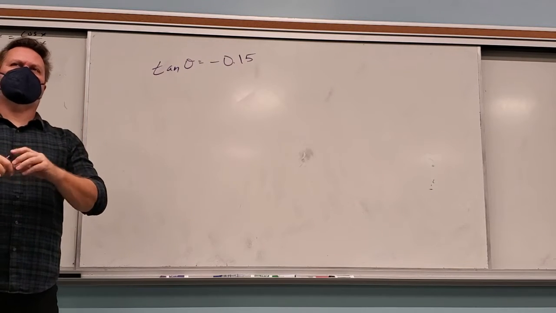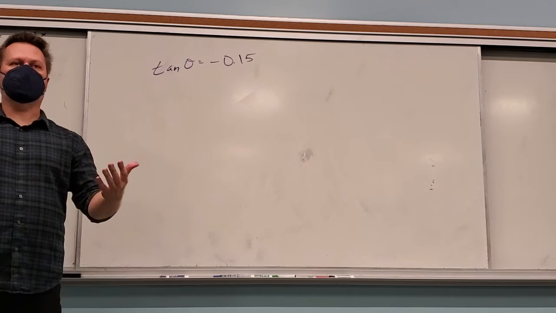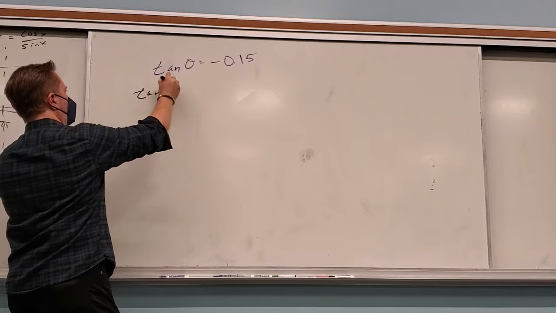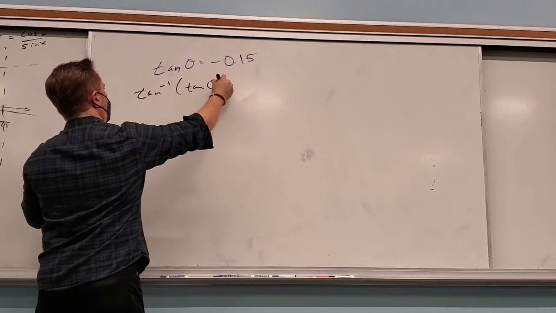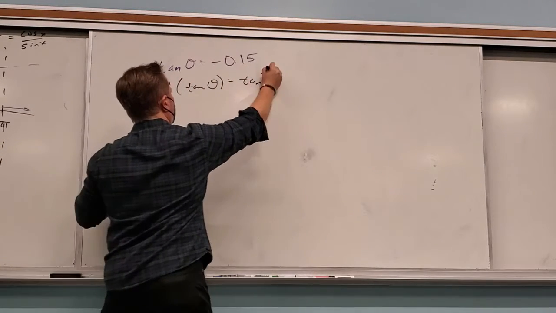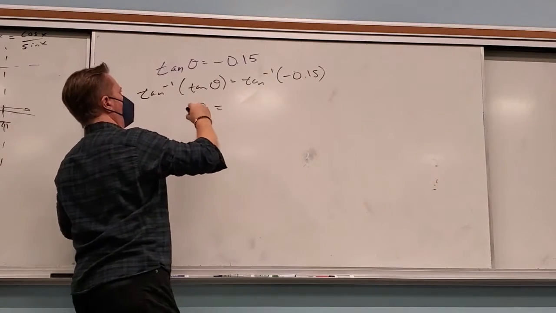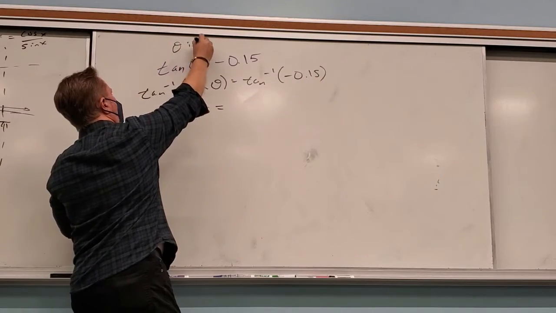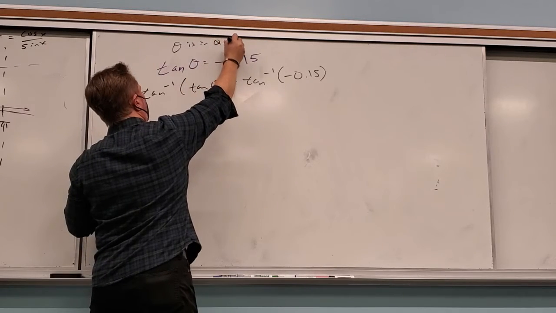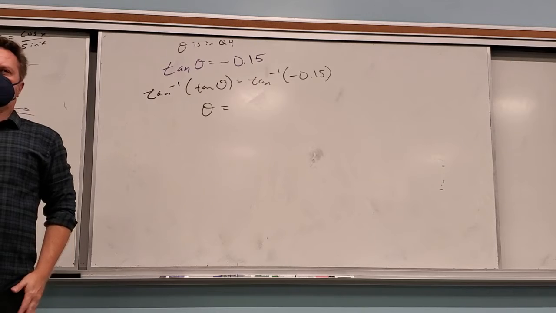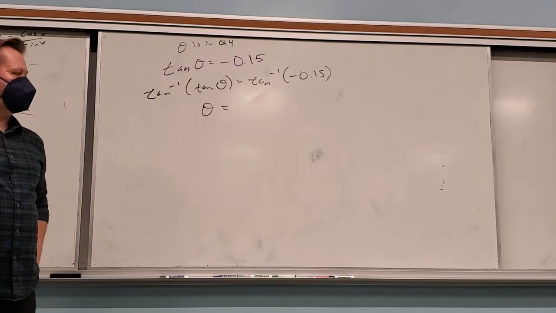You wouldn't say you solve a square by multiplying by the square root. You would take a square root. So I'm going to take the inverse tangent of both sides. Let me tell you that theta is in quadrant 4. I'll tell you that much. So what do you guys get when you do that?